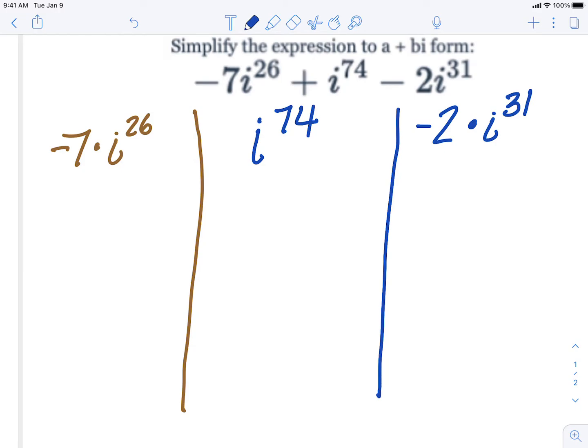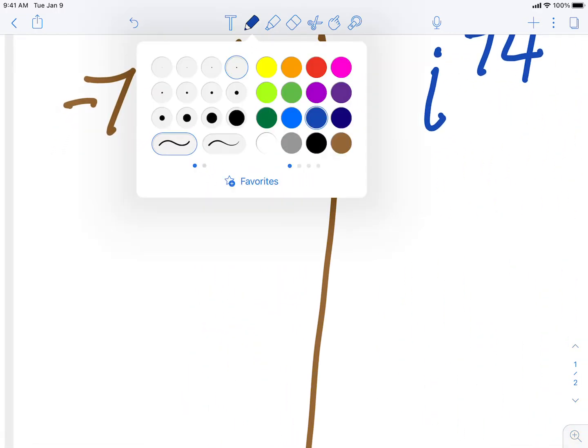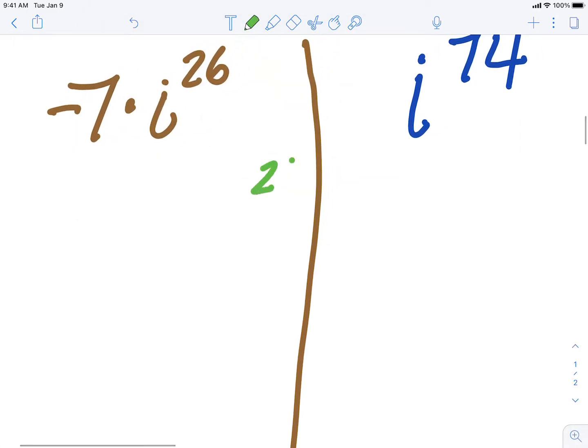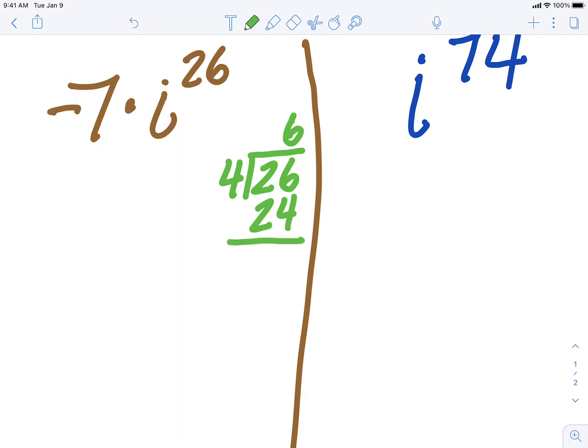regions. Okay? So I'm going to do my first number here, 26. I'm going to divide 26 by 4. 4 cannot go into 2. 4 goes into 26 6 times. 4 times 6 is 24. 26 minus 24 is 2. This is my new exponent. So my i to the 26 becomes i squared.